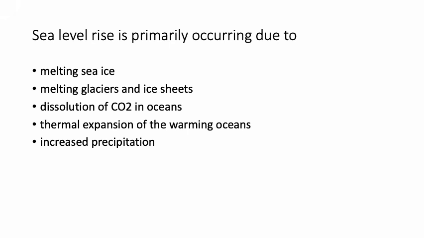Sea level rise is primarily occurring due to which of the following? Melting sea ice? Nope. Melting sea ice does not cause sea level rise at all. Melting glaciers and ice sheets do contribute to sea level rise, but that's actually not the primary reason. Dissolving CO2 in the oceans does not cause sea level rise. Increased precipitation? Nope, that's not causing it either. Thermal expansion of the warming oceans is the main cause of sea level rise at this time.